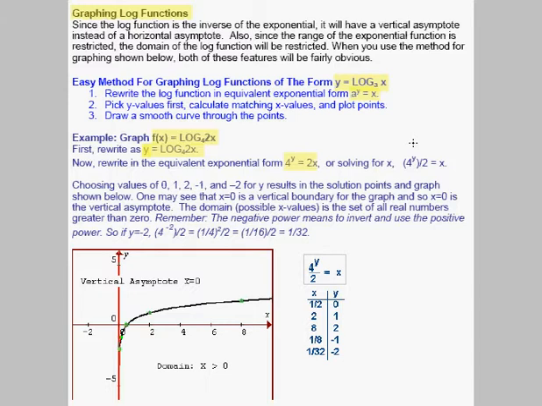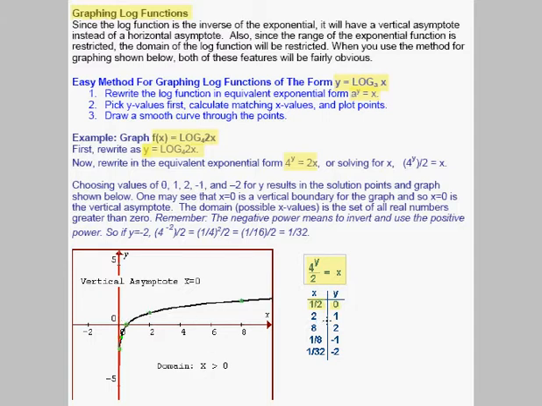So I'm almost where I want to be, but I would rather have x all by itself since I'm going to be calculating x values. So what I do is I take that 4 to the y and the 2x and I divide both sides by 2. So you get 4 to the y divided by 2 equals x. Now pick your y values first. When y is 0, 4 to the y is 1, and 1 over 2 is a half. So we get a point 1/2, 0.